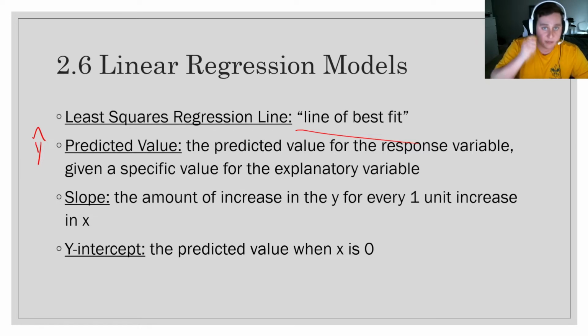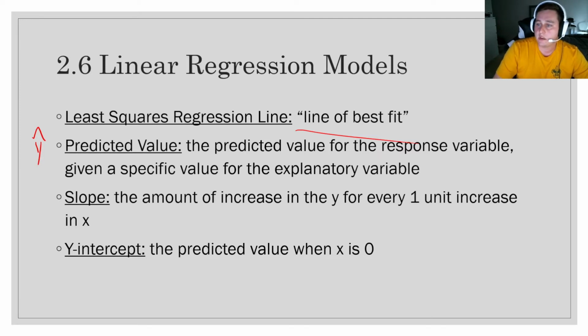If you take some specific explanatory value for the explanatory variable and you plug it into the least squares regression line, it's going to spit out some predicted y value. And that predicted y value is what you are supposed to see given some specific value for the explanatory. We'll do examples of that.